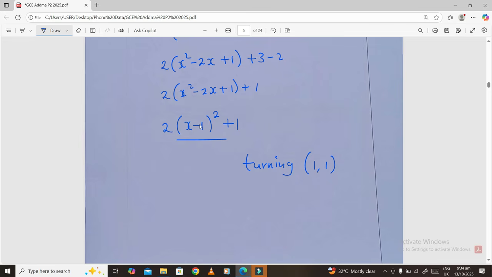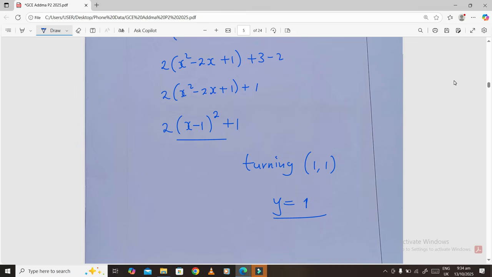You change this to positive. If it's negative, you put a positive. If it's positive, you put a negative. For this one, you just get the way it is. So y, its minimum value, it's just a 1. The y value here, it's a 1 at a turning point. That's the answer. Okay? That's our answer.